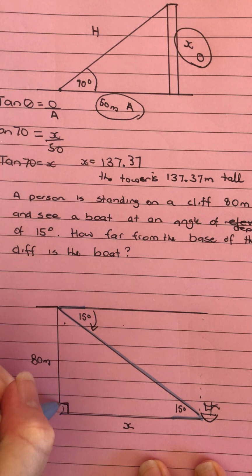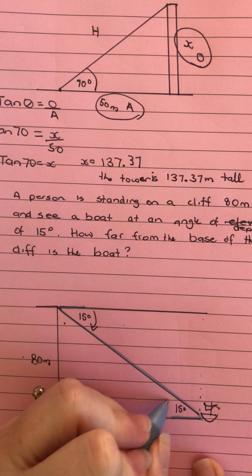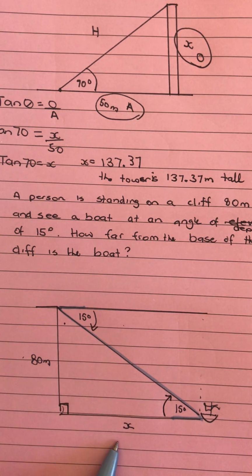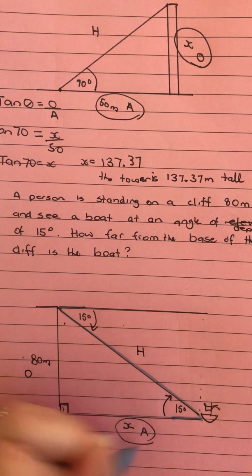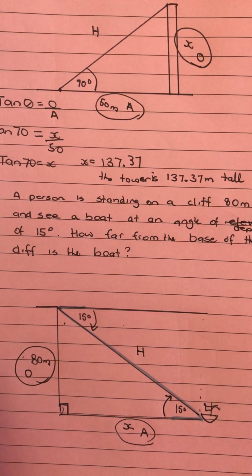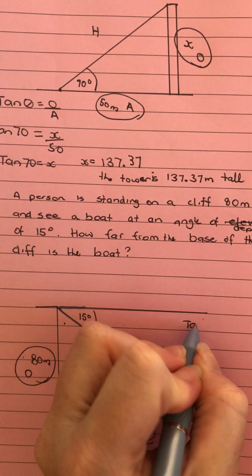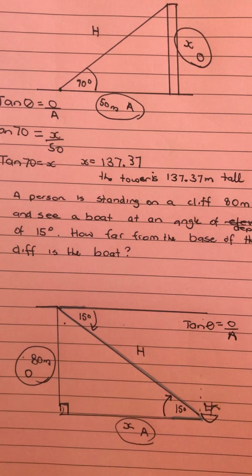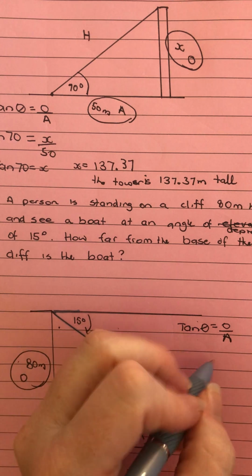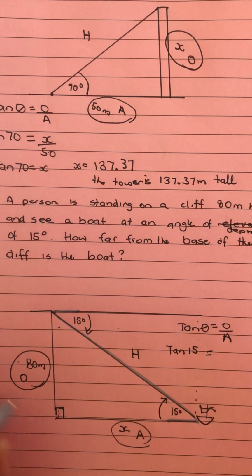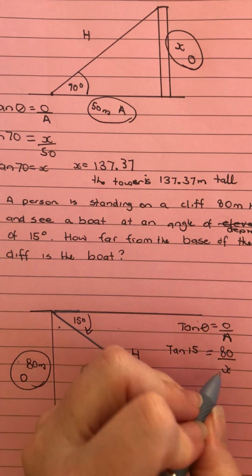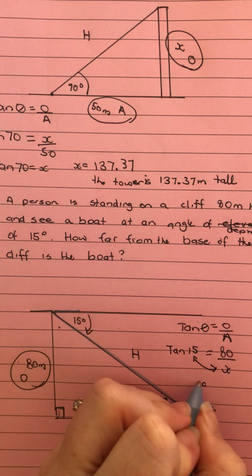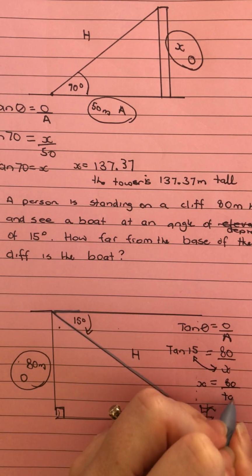So I'll put in my right angle, I've got my X, I've got my 80, I've got the angle that I'm working with, so I can then label that this one is my adjacent, this one is my opposite, and this is my hypotenuse. So I circle what I know, and then I write that that is going to be tan. So I'll have tan theta equals opposite over adjacent. I'll then put in the values that I have. So tan of 15 is going to equal 80 over x. Now in this case, my x is on the bottom, so I need to make them switch sides. So I'll write that x is equal to 80 over tan 15.